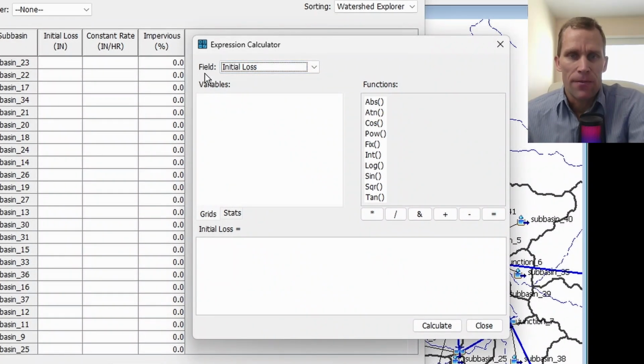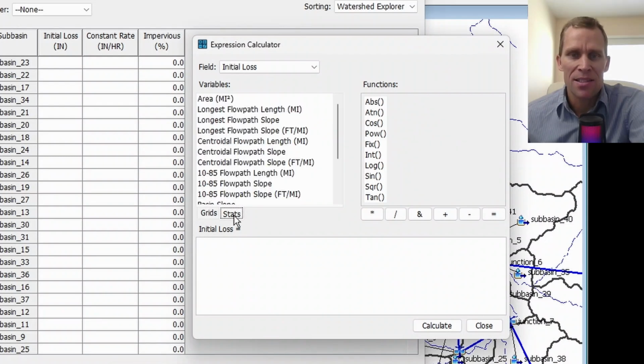At the very top is the field. So this is the field that I would be calculating. So this initial loss value here that's selected is the initial loss label, and that's what we're going to provide an expression for to later calculate. Here are the variables. Right now, there are no variables in this box because down below we have grids selected, and I just don't have any grids loaded up. But if I did, then the grids would be listed.